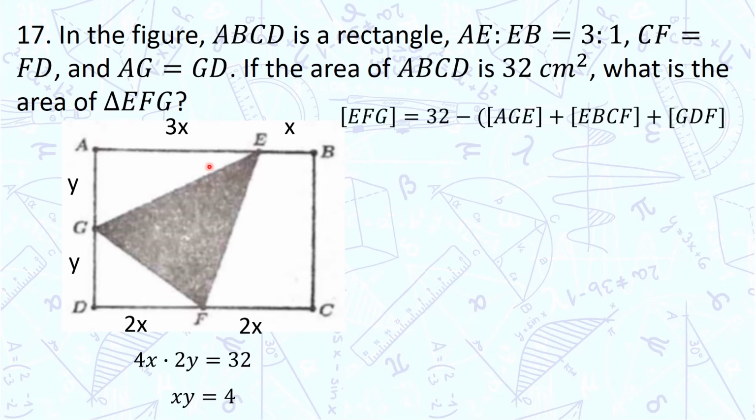The area of the shaded portion EFG will be equal to 32 minus the sum of the unshaded portions: area of triangle AGE, trapezoid EBCF, and triangle GDF.